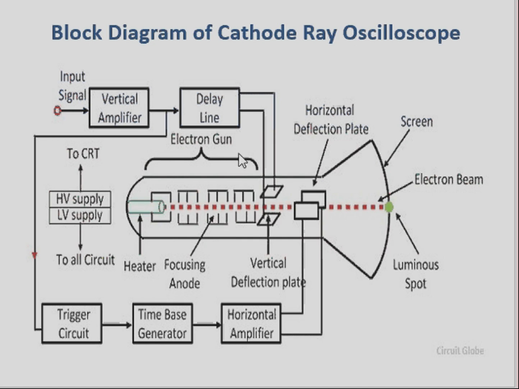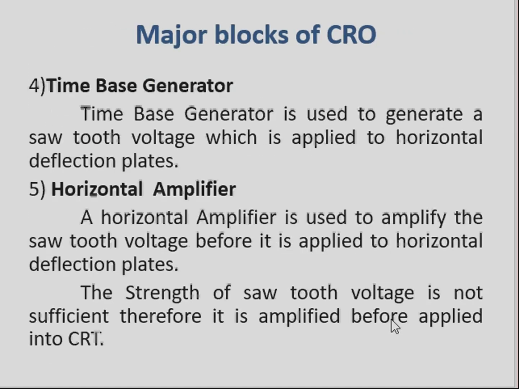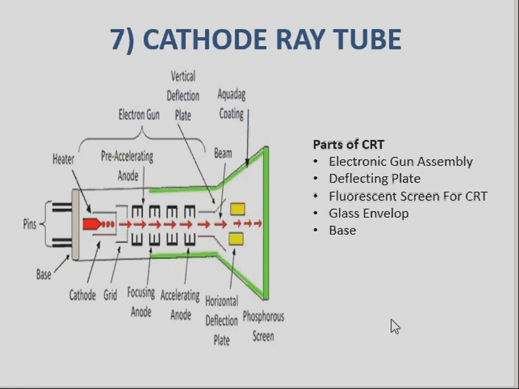And the last part of this CRO is called the cathode ray tube, and this cathode ray tube is the heart of this oscilloscope. Let us discuss the construction and working principle of this cathode ray tube. And these are the constructional details of the cathode ray tube, which consists of various parts such as electron gun assembly, deflecting plate, fluorescent screen, glass envelope, as well as base.